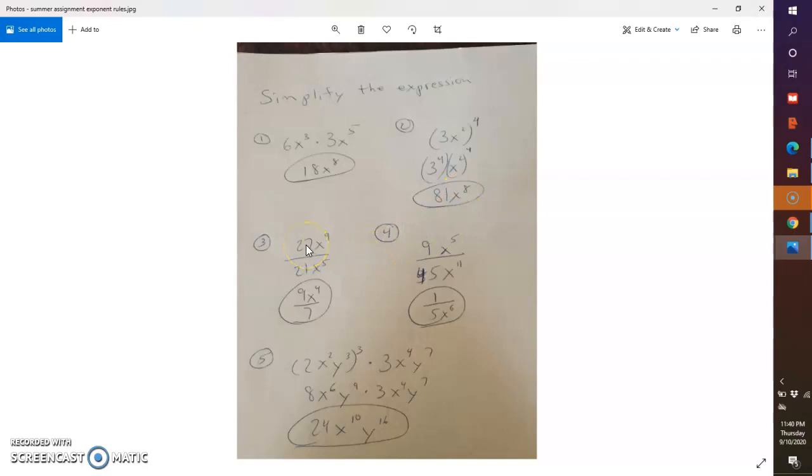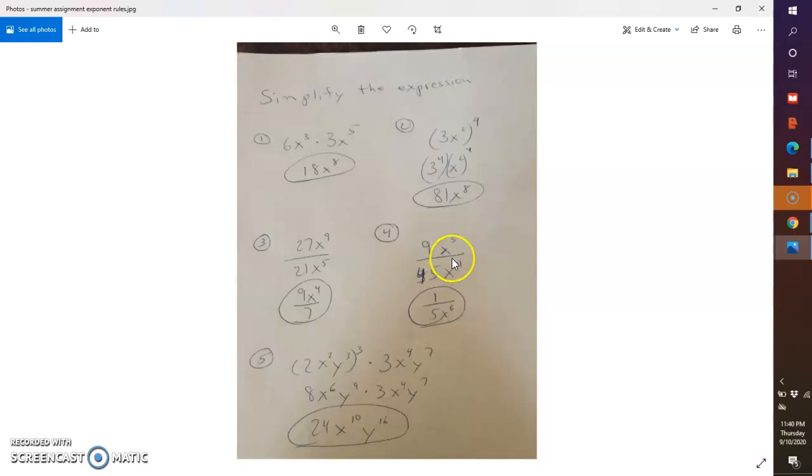Whenever we're doing division, we can simplify the coefficients. 27 over 21 simplifies to 9 over 7, and we subtract the exponents. So when you're dividing, it's 9 minus 5 is 4. We subtract the exponents. In number 4, 9 over 45 is 1/5. And my exponents, it's 5 minus 11, which is negative 6.